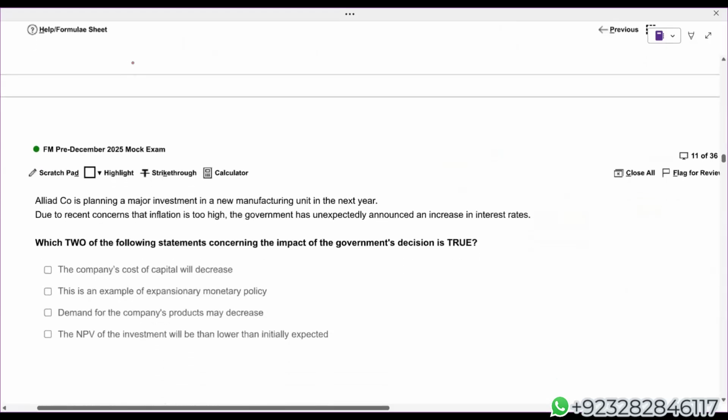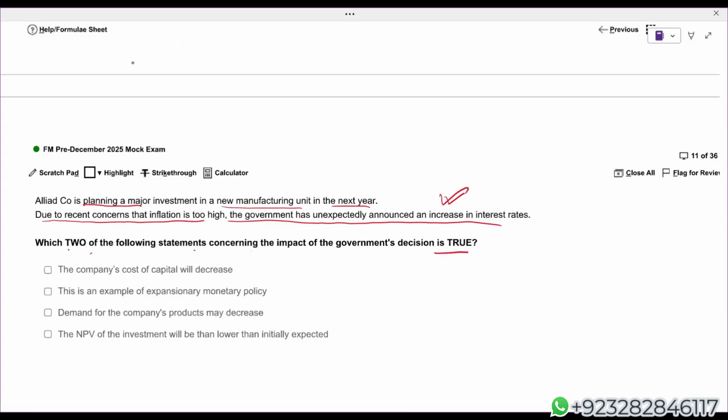Question 11. Which two of the following statements concerning the impact of government decision is true? Allied company is planning a major investment in a new manufacturing unit next year. Due to recent concern that inflation is too high, the government has unexpectedly announced an increase in interest rate. So inflation is too high, and the government has increased the interest rate.